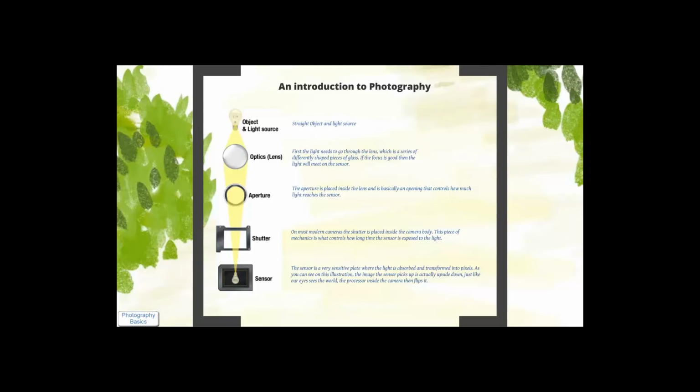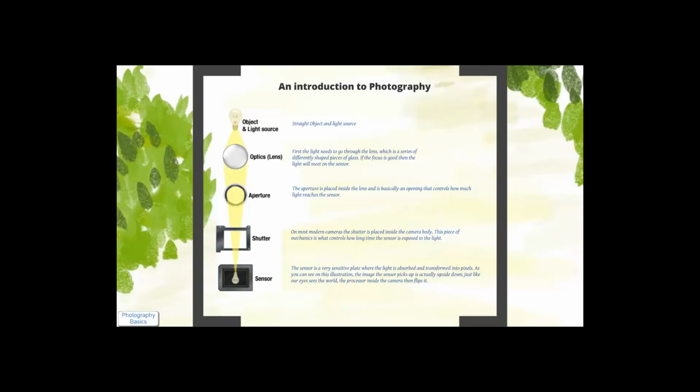On most modern cameras, the shutter is placed inside the camera body. This piece of mechanics controls how long the sensor is exposed to the light. The sensor is a very sensitive plate where the light is absorbed and transformed into pixels. As you can see on this illustration, the image the sensor picks up is actually upside down, just like your eyes seeing the world. The processor inside the camera body then flips it.